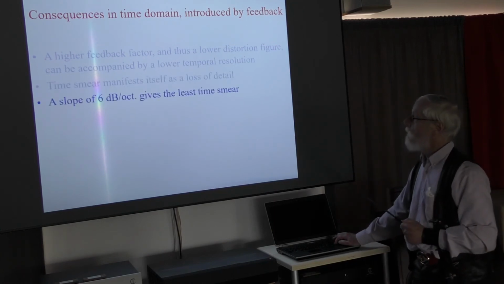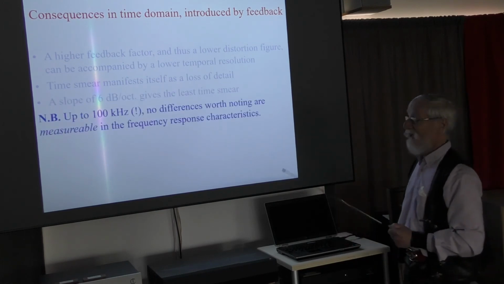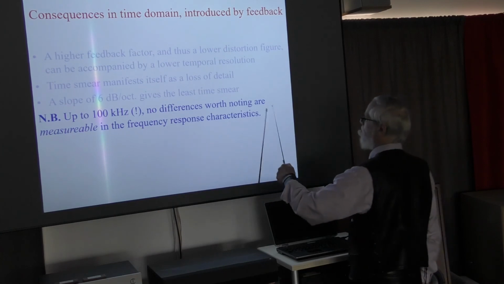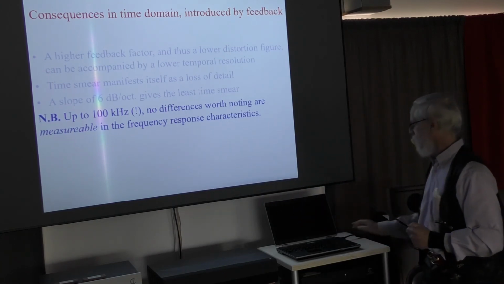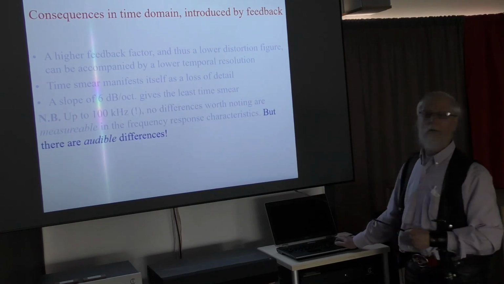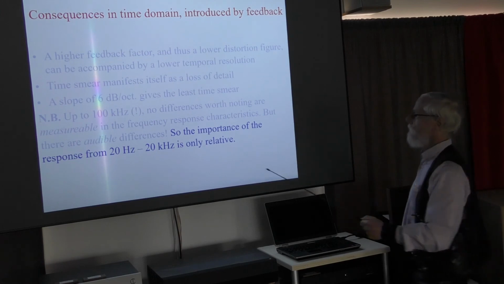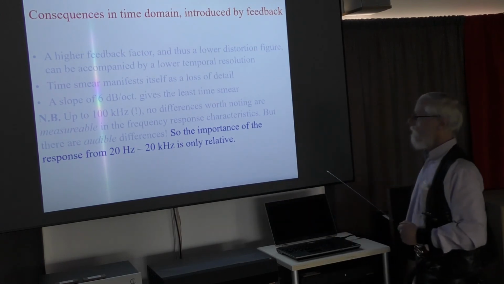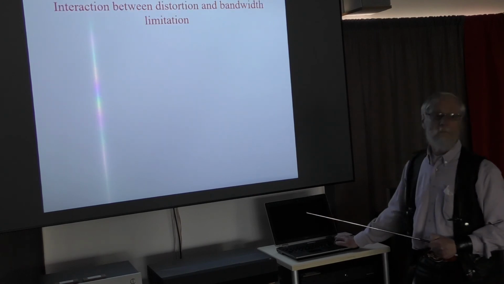A slope of 60 dB per octave gives the least time smear, and note that up to 100 kHz, no differences worth noting are measurable in the frequency response characteristic. But there are audible differences. So the importance of the response from 20 Hz to 20 kHz is only very relative, which is consistent with something we've seen before.